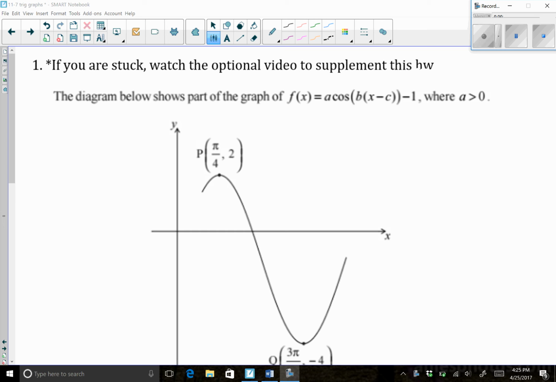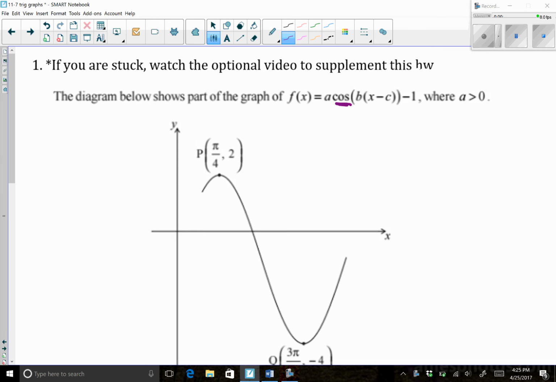If you're finding yourself having a little bit of trouble with your trig graph homework tonight, I'm going to work through the first two examples right now. So if you'd like to look here for any pointers, feel free to watch this video as much as you need to. So here we have a diagram shown below of the graph of a cosine function.